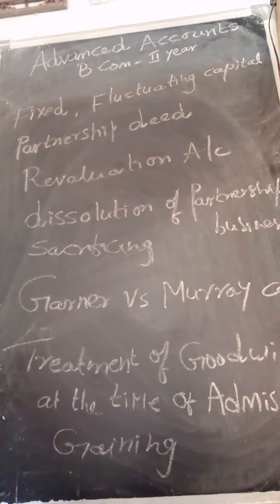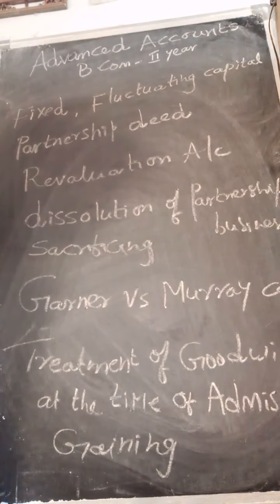So after dissolution, my dear students, we have to study about the Garner versus Murray case in case of insolvency of a partner. My dear students, in case of insolvency of a partner also, the partnership business will be dissolved, and whatever loss is shown in the partnership realization account, that will be distributed to all the partners. In case of debit balance of the insolvent partner, that is known as the personal loss of the insolvent person, that will be borne by the remaining partners in their capital ratios, not in profit sharing ratio.